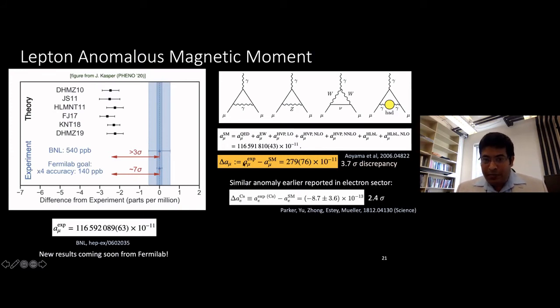But the important thing here is that the sign is negative, so this goes in the opposite direction to the muon g minus 2. So if you're trying to explain both electron and muon g minus 2 using a single model, you have more of a challenge, because one of them goes in the positive direction and one in the negative direction. So this led to some model building complications.